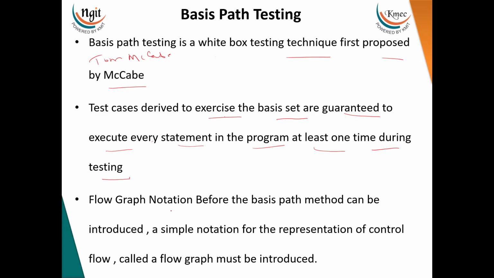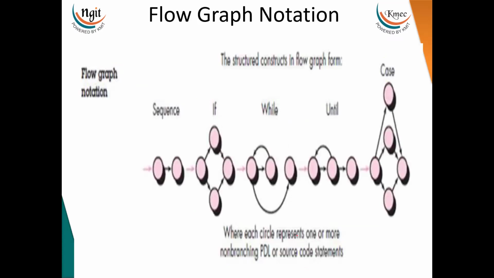Flow graph notation: before the basis path method can be introduced, a simple notation for the representation of control flow, called a flow graph, must be introduced. So this is about basis path testing, that is, the test cases derived to exercise the basis set are guaranteed to execute every statement in the program at least one time during the testing. If you observe the diagram here, this is the flow graph notation.